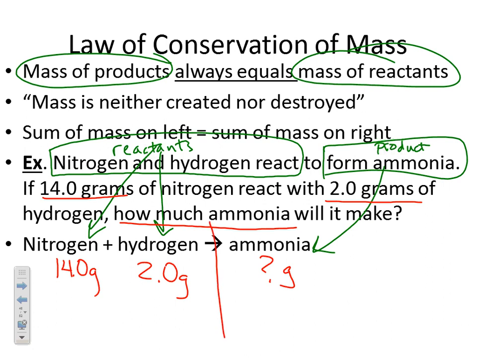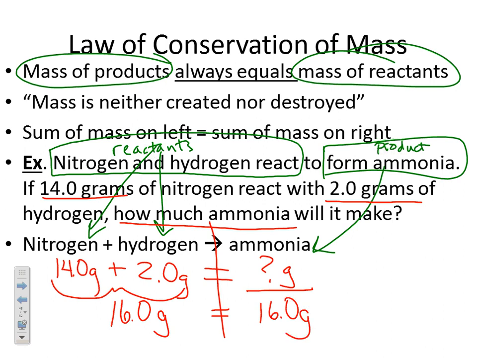Again, the arrow is always your massive equals sign. And the law of conservation of mass is saying that the sum of everything on the left-hand side must be equal to the sum of everything on the right-hand side. So for this given problem, if the mass of all the reactants added together is 16 grams, then that must be equal to the mass of the product. In this case, there's only one product, so we are going to be making 16 grams of ammonia.